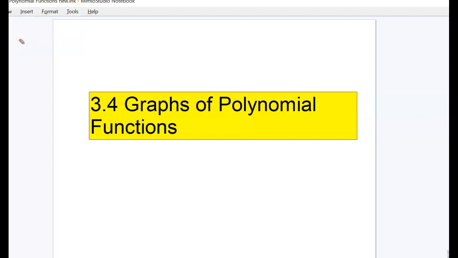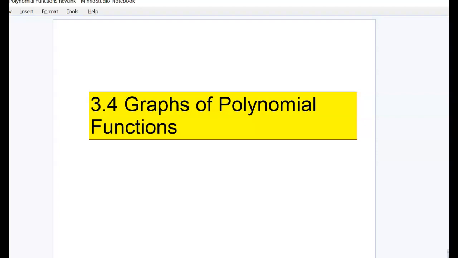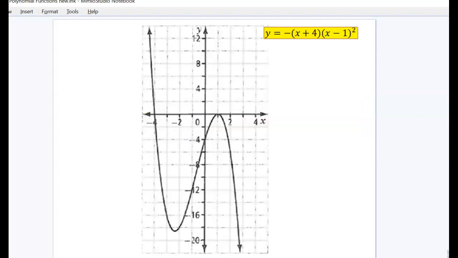Okay, in section 3.4, we're going to be looking at graphs of polynomials and some specific characteristics of these graphs. And let's start by looking at the graph of y equals negative times (x plus 4) times (x minus 1) squared.